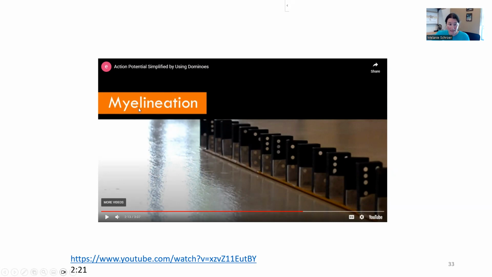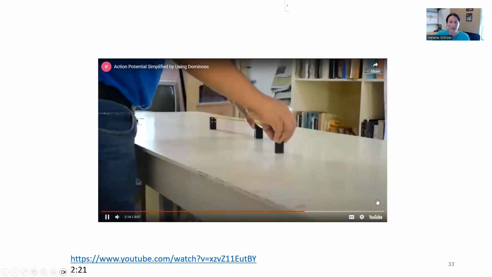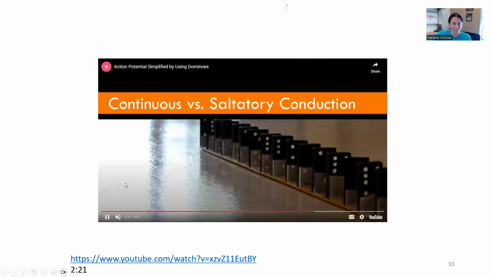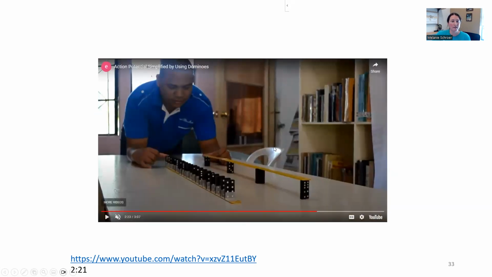But when you myelinate regions of the axon, it's a little bit different. Okay? The dominoes can also be used to demonstrate. Okay, so what we can see here is, hold on just a second, this is representing continuous action potential propagation. Okay, so one channel opens the next, opens the next.